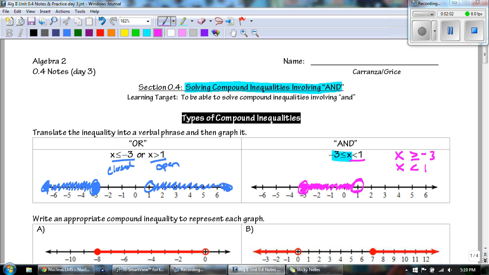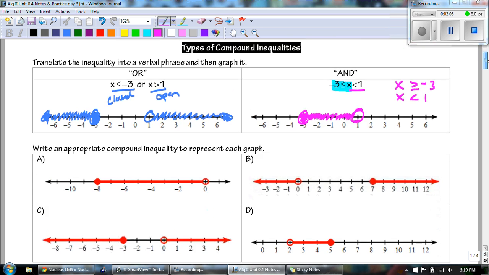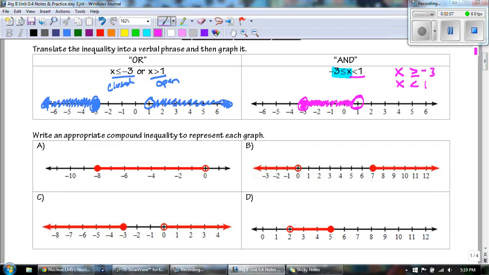Okay, so let's take a look at writing these ourselves. For A, if you want to write the two first, because I see that x is greater than or equal to -8, or x is less than 0. I know it's less than because it's open. And when I put them together, everything is always pointing to the left. So -8 is less than or equal to x, which is less than 0. And double check that it matches up because I need to be closed and open because of those points.